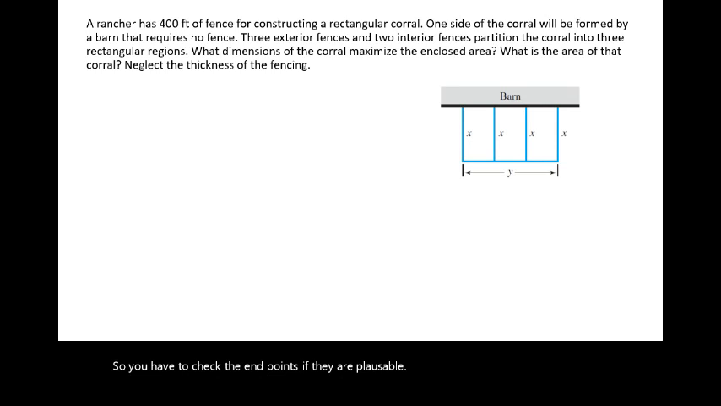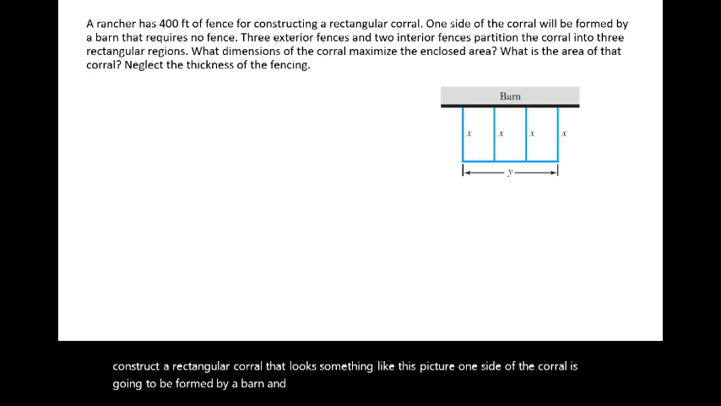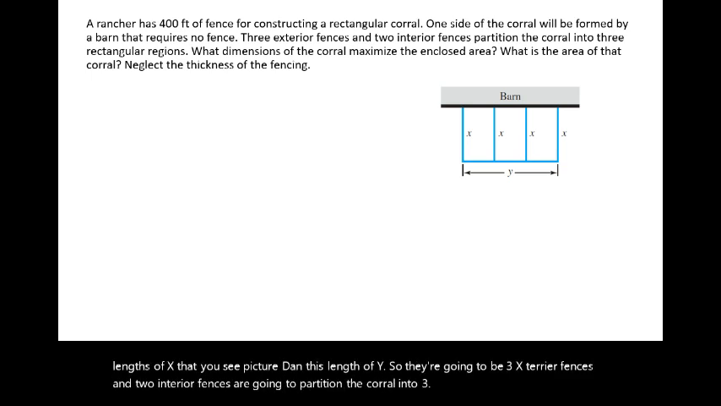So, for this next one, very similar idea. We have 400 feet of fence this time, and we're going to construct a rectangular corral that looks something like this picture. One side of the corral is going to be formed by a barn, and the barn does not need a fence. So the fencing here is the 4 lengths of x that you see pictured and this length of y. So there are going to be 3 exterior fences and 2 interior fences that partition the corral into 3 rectangular regions. We're going to figure out what dimensions of the corral will maximize the enclosed area.